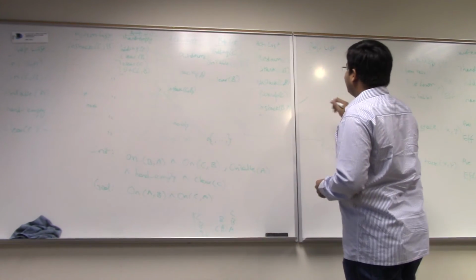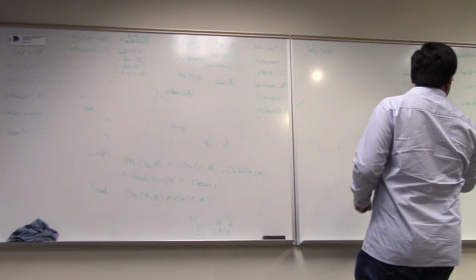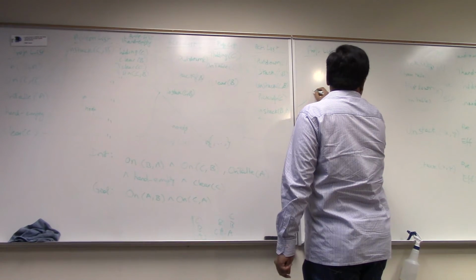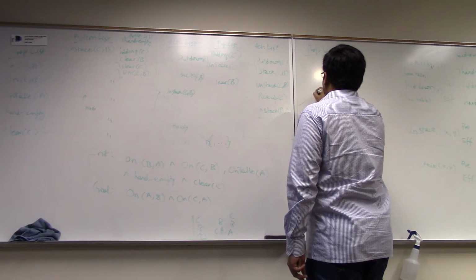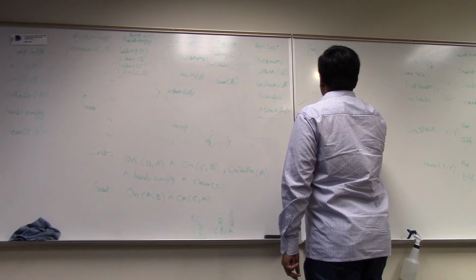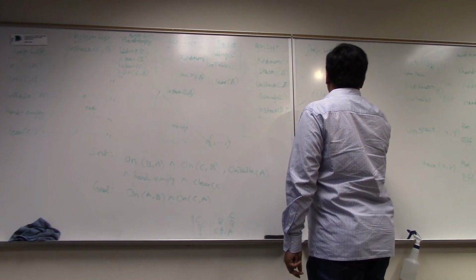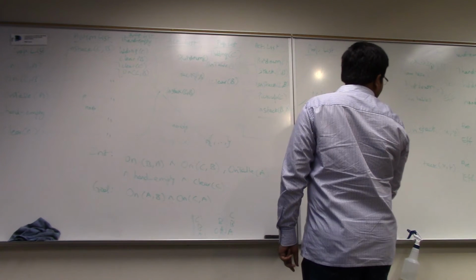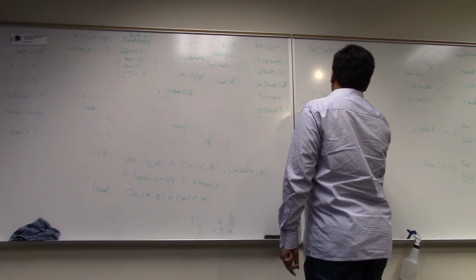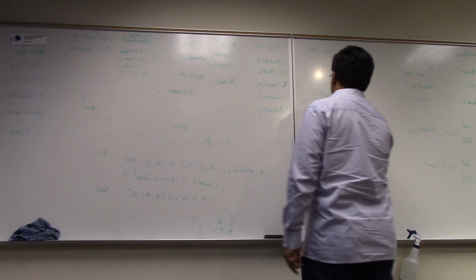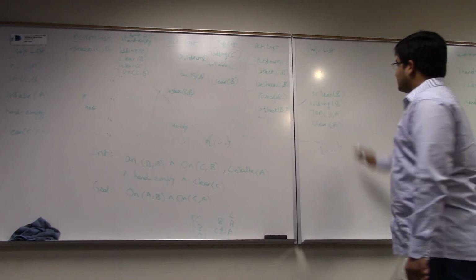So unstack BA will give us not hand empty, which is already there, not clear, yeah, this is not there, not clear B. Holding B is also not there. Not on BA is also not there. And clear A is also not there. So these are the 4 new ones we got.